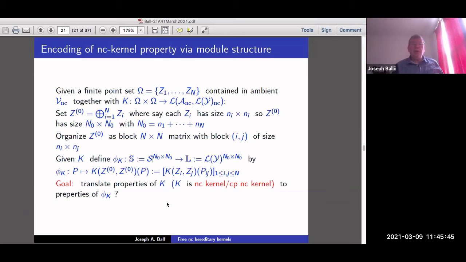And then the goal is to translate properties of K, which was our non-commutative kernel, or a completely positive non-commutative kernel, to properties of this map phi, which is just with algebras, operator C star algebras. It maps this big C star algebra to this big C star algebra. Then what can you say?